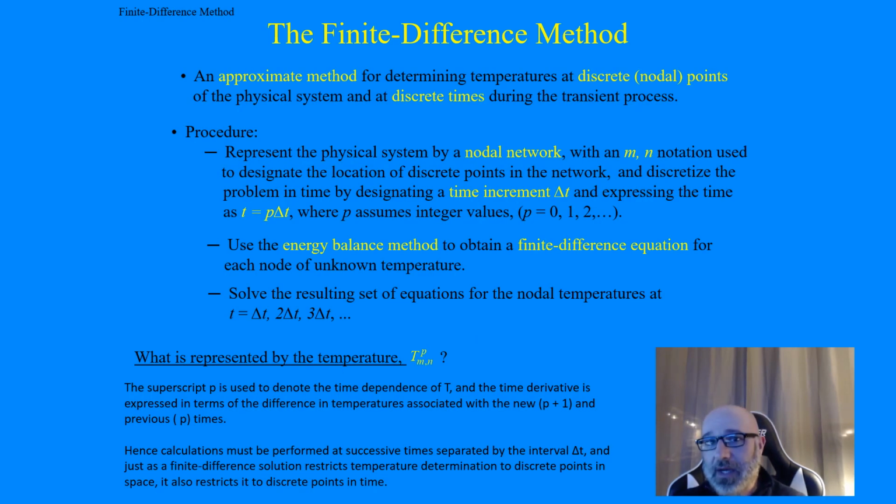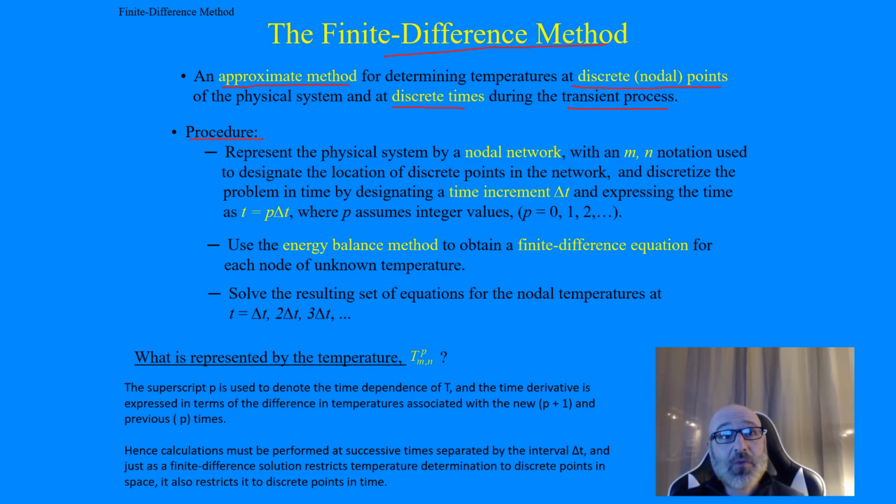So what is the finite difference method? We've looked at this a little bit before. Just a refresher, the finite difference method is an approximate method. That's something important to note. It is for determining temperatures at discrete nodal points of the physical system and at discrete times during the transient process. Within this, we want to establish a procedure for how we can go about solving these types of problems in a methodical way using this finite difference method.